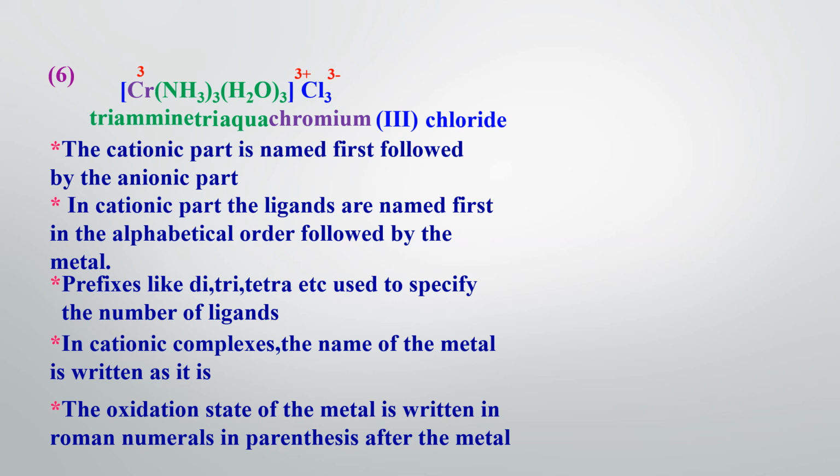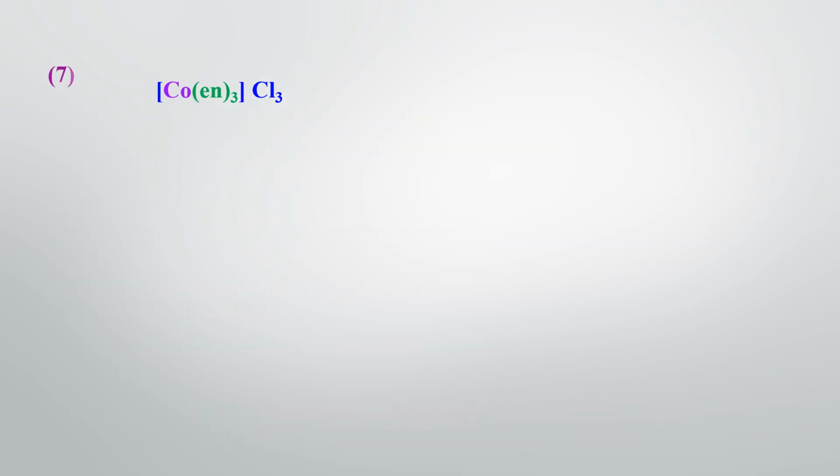So this is the naming of the cationic complex. Anionic complex is over and cationic complex is over. So one more cationic complex is there. See, here the coordination part is getting a plus 3 charge and chloride is getting a minus 3 charge. The coordination part is called the cationic part and Cl is the anionic part.